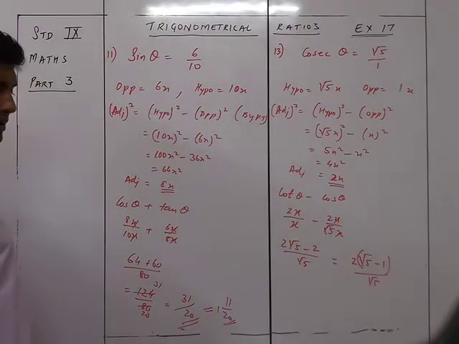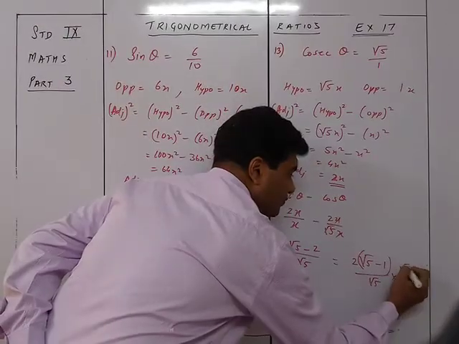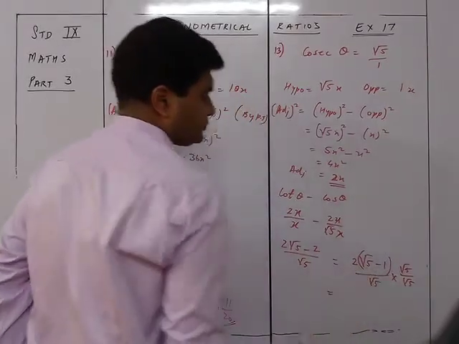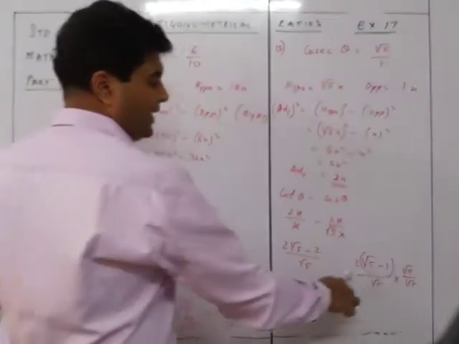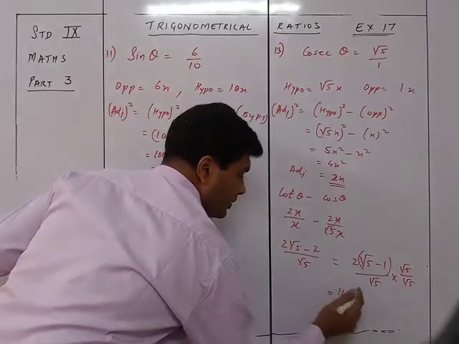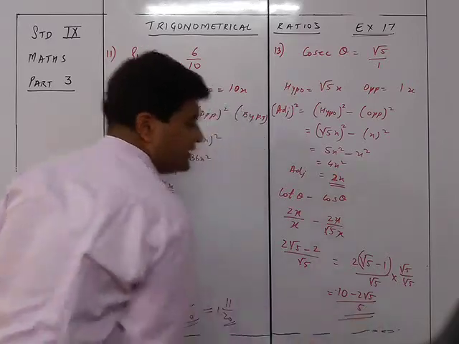You can rationalize this, so we can multiply this by root 5 upon root 5. That will give me 2 root 5 into root 5 is 10, so 10 minus 2 root 5 upon 5. That will be the answer.